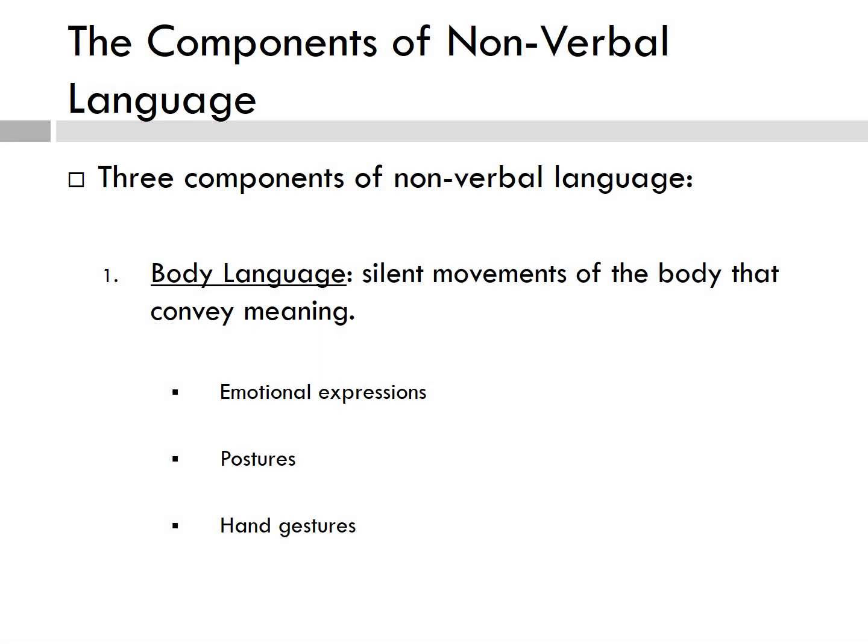Now, while most language is verbal, some language is nonverbal. People also convey meaning and information through nonverbal language, and that's made up of three components. The first main component of nonverbal language is body language. Body language is all the various silent movements of the body that convey meaning.